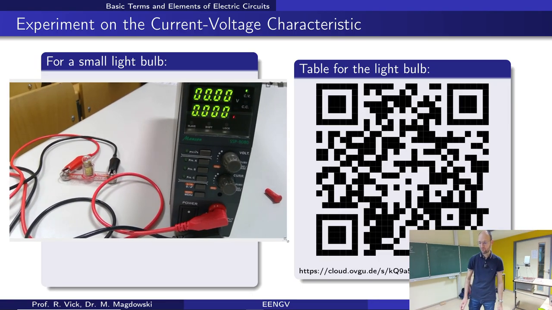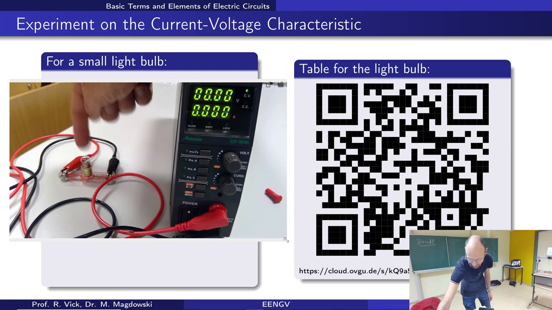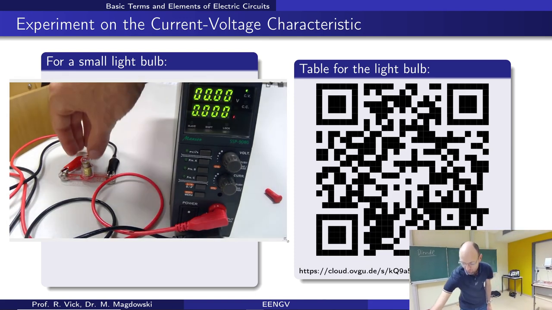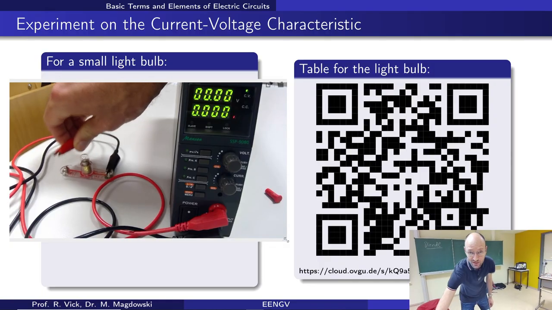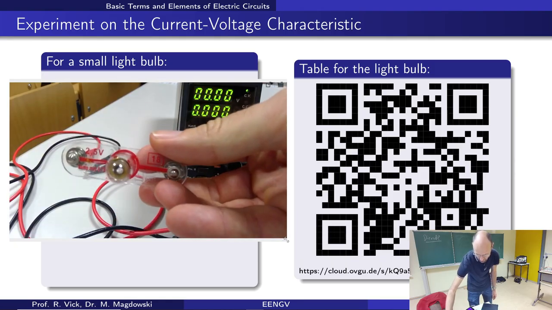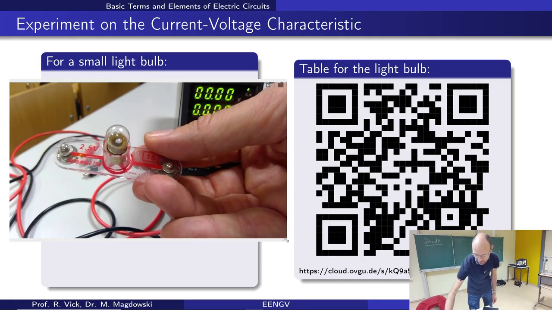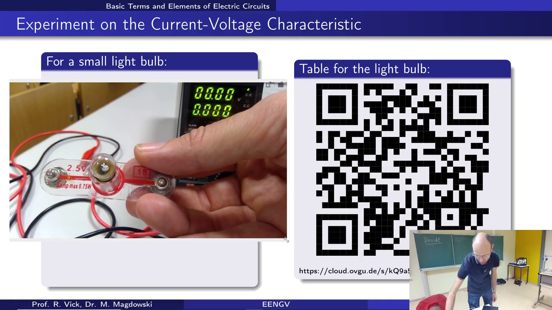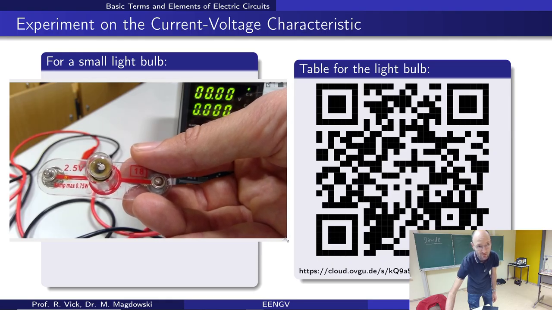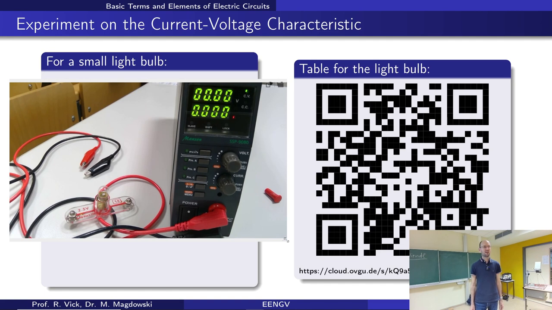So what I have is once again my nice lab power supply from last time, and I've brought a small light bulb from some electronic construction kit for kids. And this light bulb, as you can see, has a rated voltage of 2.5 volts. And it says that the lamp has a maximum power, difficult to see, there you can see it, a maximum power of 0.75 watt. So now, first question is, how could we calculate the resistance of this light bulb?